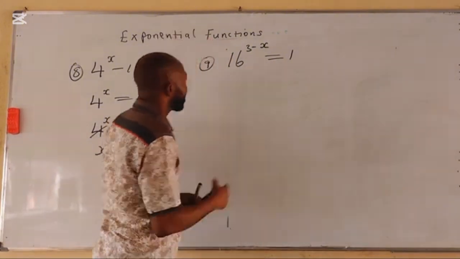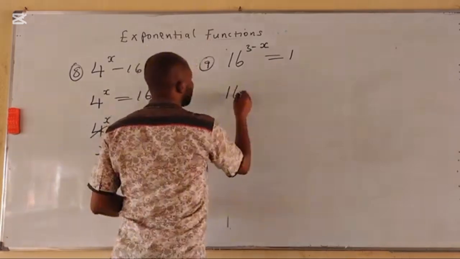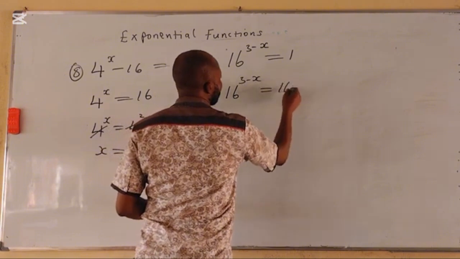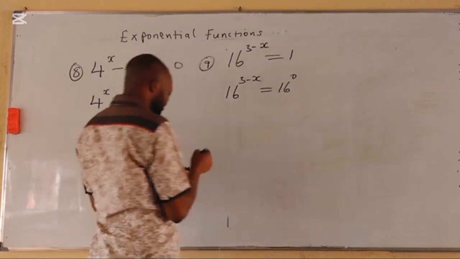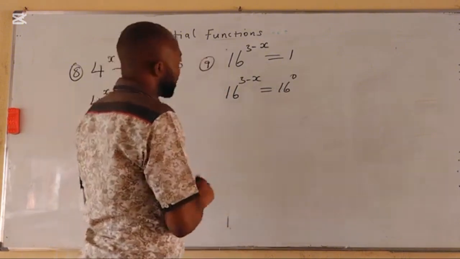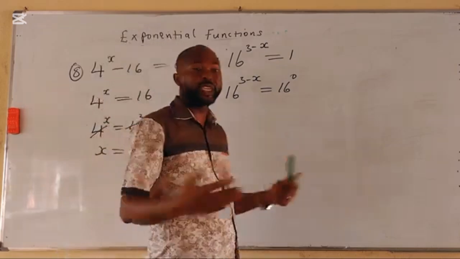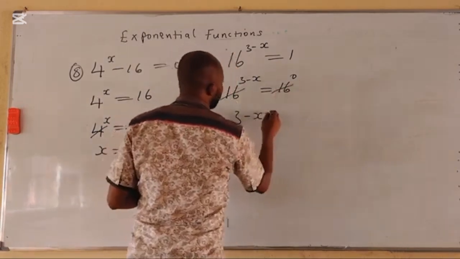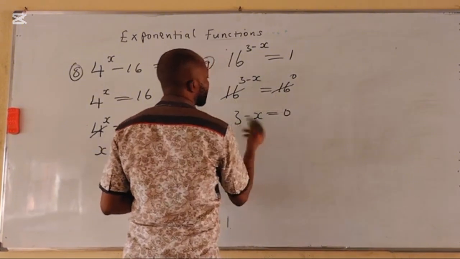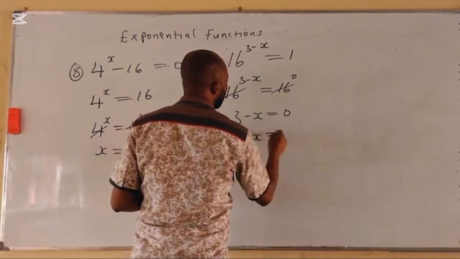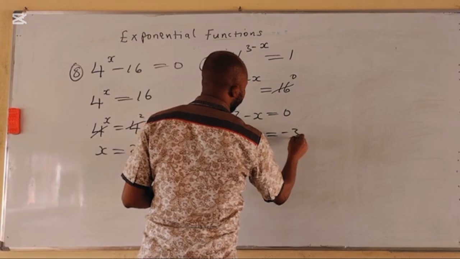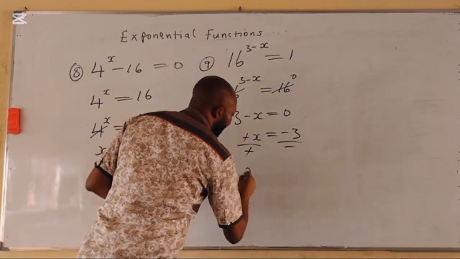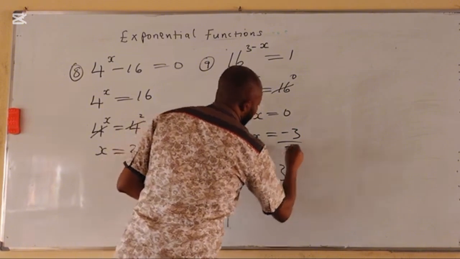So, with that knowledge, I now have 16 raised to the power 3 minus x is equal to 16 raised to the power 0, because 16 raised to the power 0 is 1. Now, if this is true, I have the same base. I can now cancel this. 3 minus x is equal to 0. Collection of like terms, minus x is equal to, this crossover becomes minus 3. Divide both sides by minus, this cancels, my x is equal to 3.